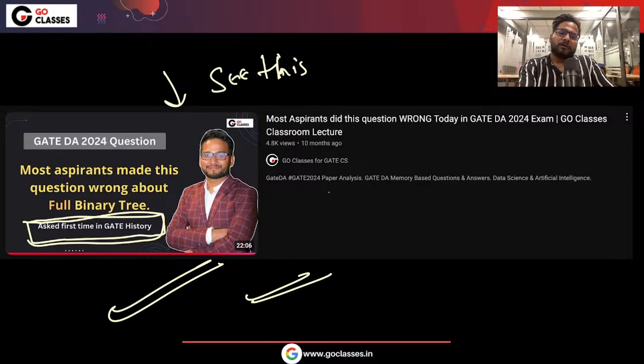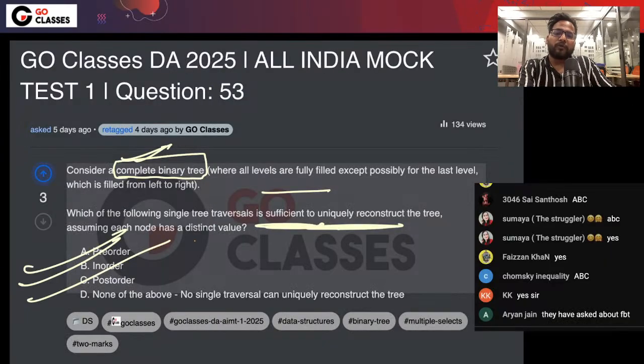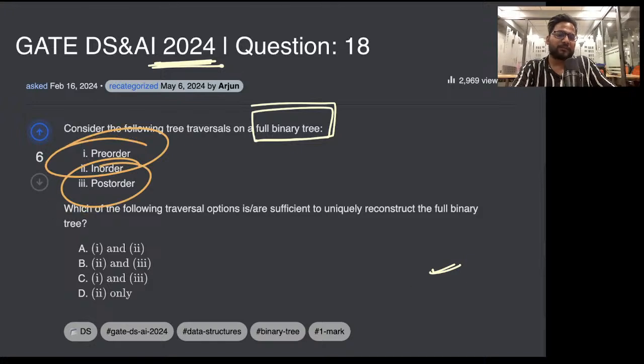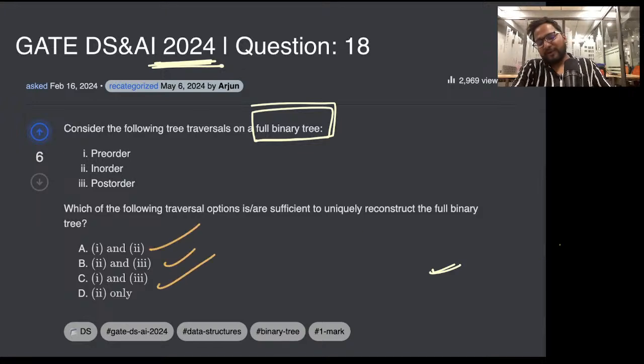You can watch this video and then you will get to know that in case of a complete binary tree, only one of them is enough. In case of a full binary tree, along with the in-order, either pre-order, sorry, in case of a full binary tree, you tell me what is the answer? Any two is fine, right? Either these two, or these two. This is a very interesting concept. In case of a full binary tree, any two is fine. So that's why these three are answers. In GATE also ABC was the answer. Here also ABC is the answer. Now let's move to the next question. Let's quickly move to the next question.